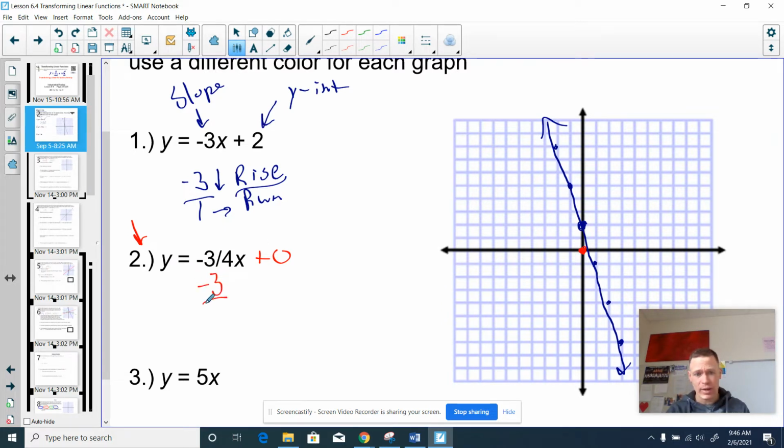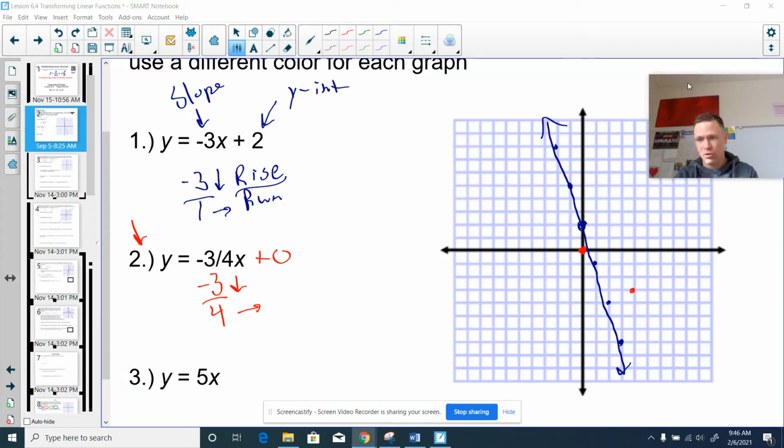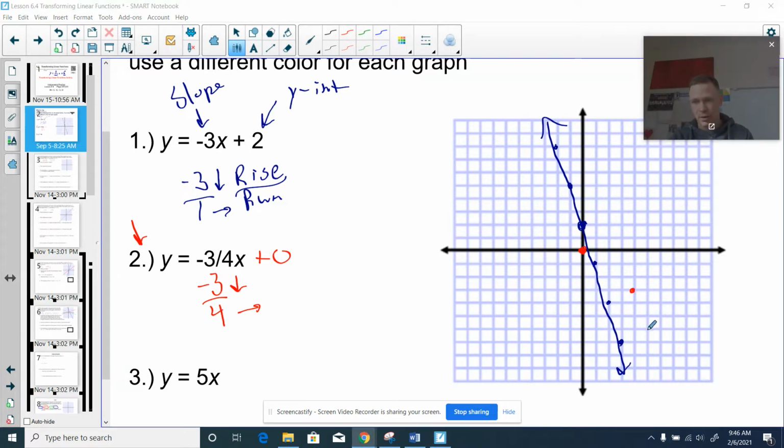My rise over run directions here are negative 3/4, which tell me to go down 3 and to the right 4. So I'll do that. Down 1, 2, 3, right 1, 2, 3, 4. Then exactly backwards, up 3 and left 4. And I will graph that line.